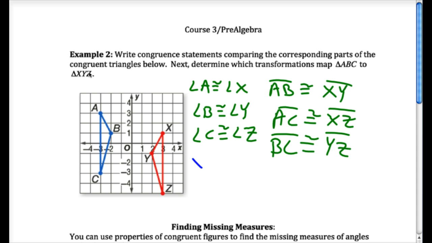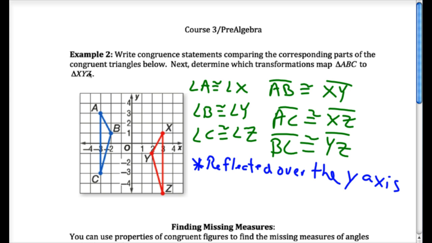So, jot this down. It reflected over... which axis did it reflect over? The y-axis. Yeah, it reflected over the y-axis. And then how did it move? It moved 2 units down. Yeah, move 2 units down. Okay, so I think it's translated 2 units down.